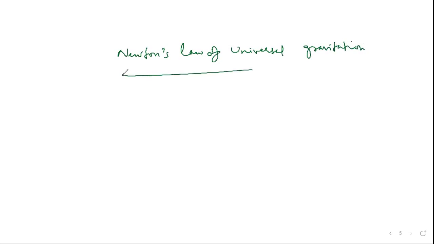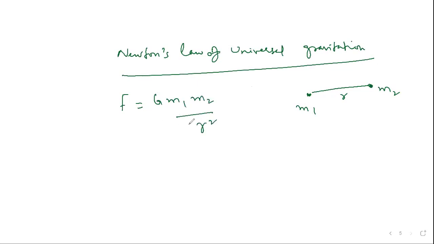For example, we have one such law. We know Newton's law of universal gravitation, which says if you have two point masses m1, m2 separated by distance r, there is an attractive force between them. If that attractive force has magnitude F, then this F is G m1 m2 by r square.